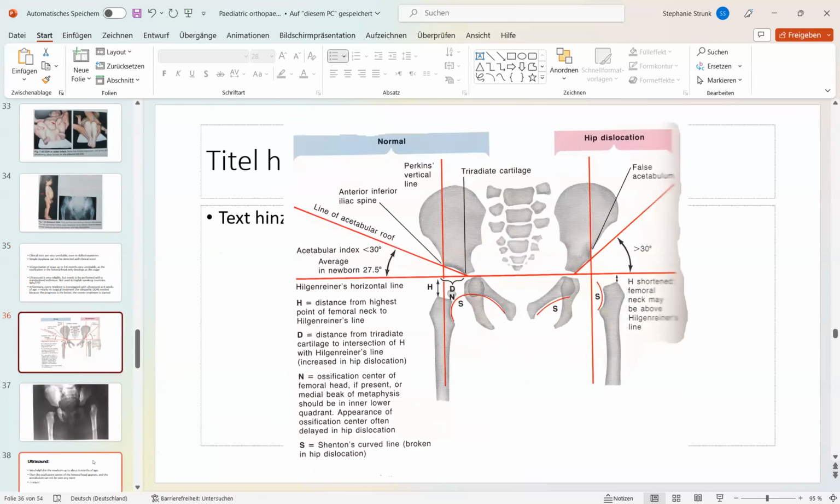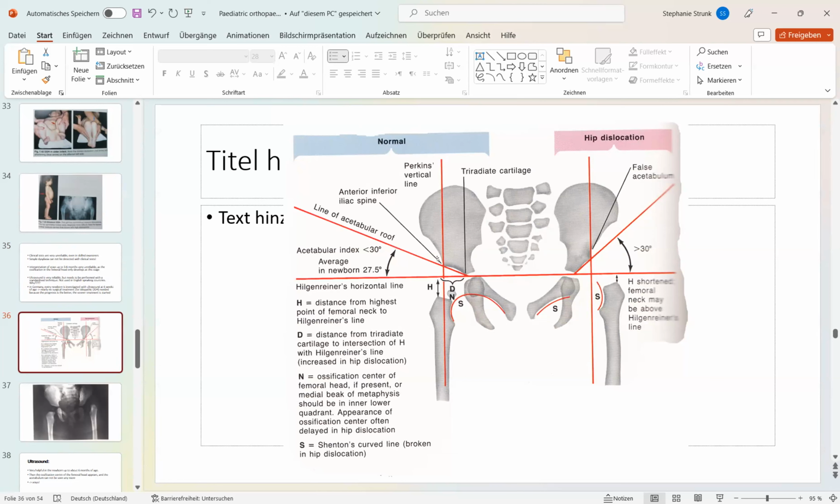So this is how to interpret X-rays in DDH. This is a normal X-ray. You need many helpful lines which you will have to paint on the picture. This is the normal side, and this is the hip dislocation side. You can see here, this is the line of the acetabular roof.